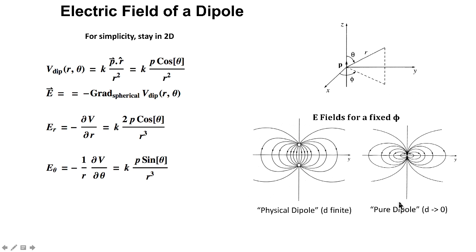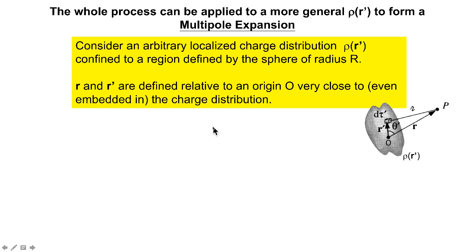If we go to a pure dipole, which is actually what these equations represent, we get this field right here. So what we do here to get a pure dipole is we keep little p constant, but we let d go to 0. So q keeps increasing as we decrease the distance. It still comes to a finite value p, and this is what the field looks like.